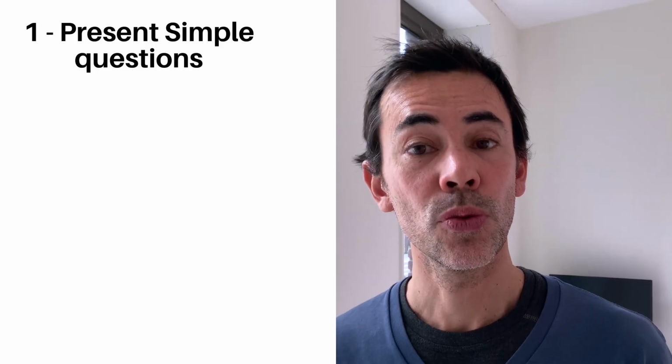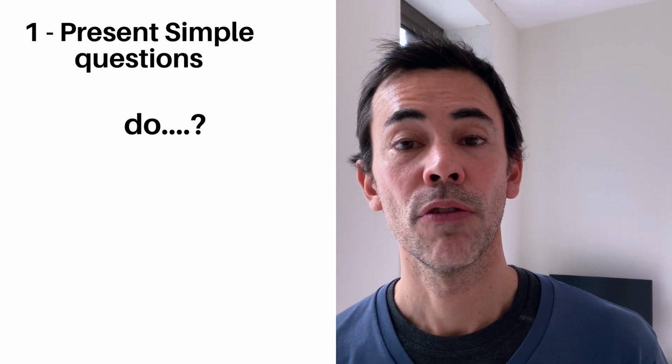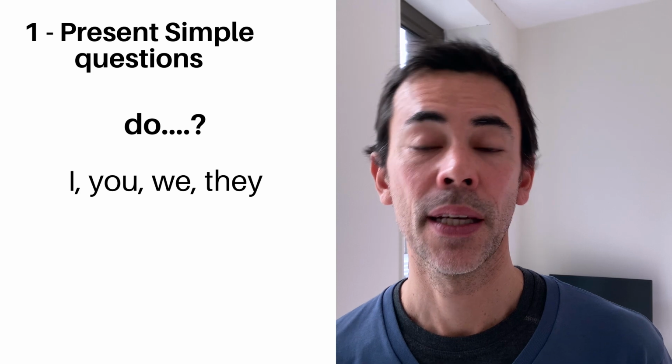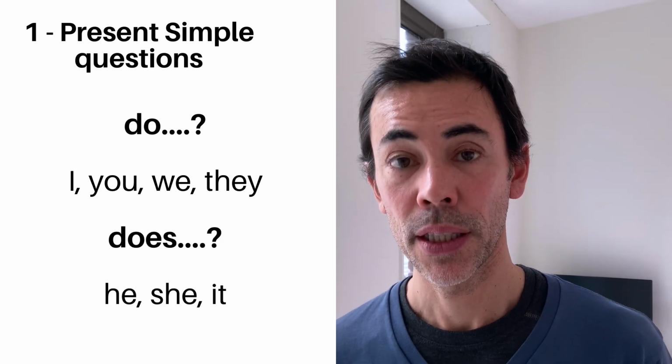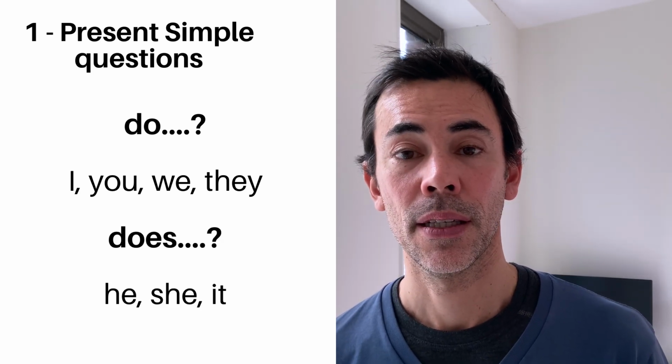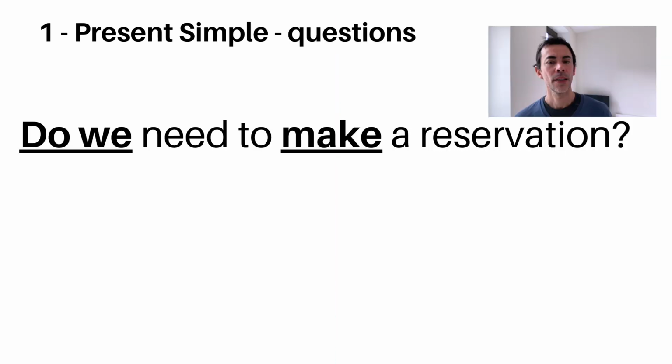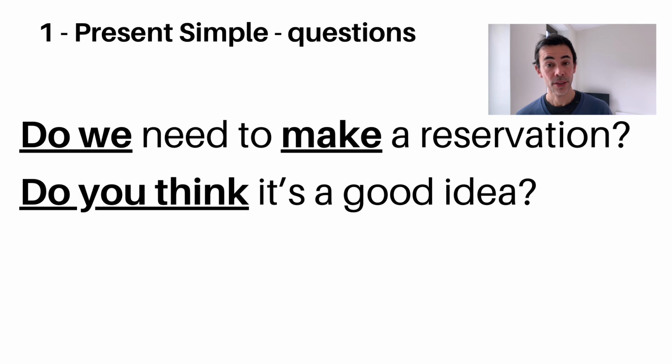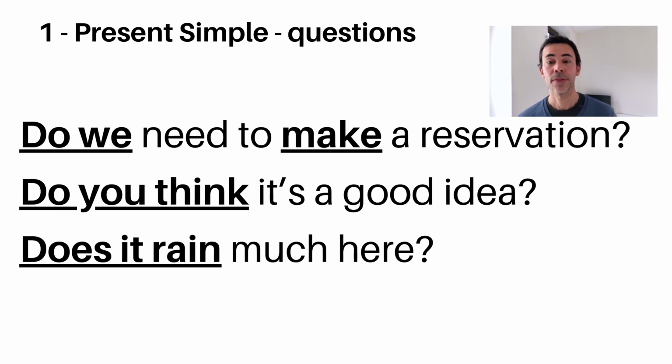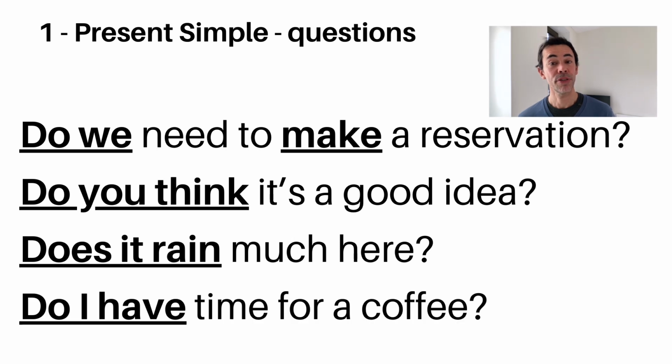Now let's take a look at the question form. To form questions, we add do for I, you, we, they, and does for he, she, and it. Here are some examples. Do we need to make a reservation? Do you think it's a good idea? Does it rain much here? Do I have time for a coffee?